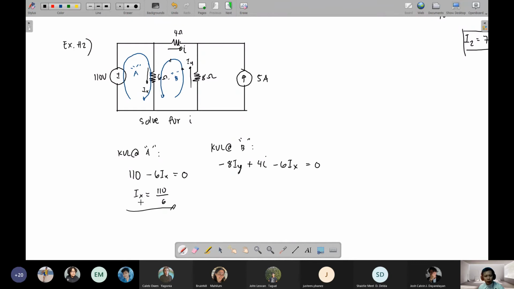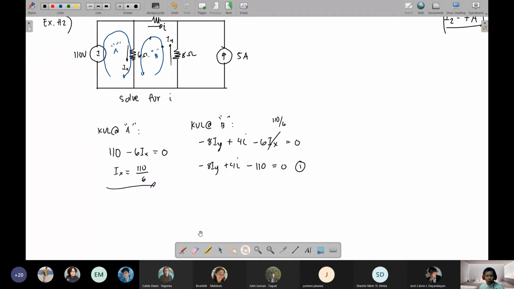But take note, we have already solved for Ix, so we can substitute Ix is 110 over 6. We will have negative 8 Iy plus 4I, then the 6 cancels, and we are left with minus 110 equal to 0. Let's call this our equation number 1. Technically, this is equation 1 and this will be our equation 2.